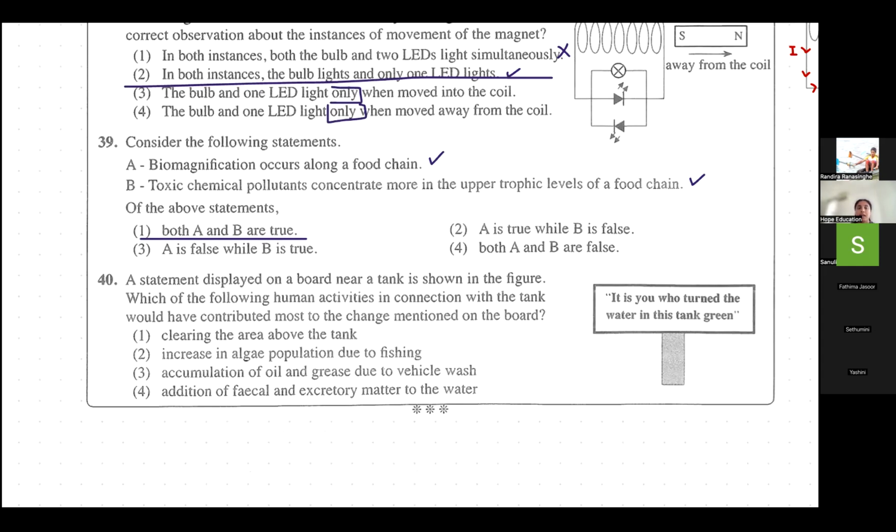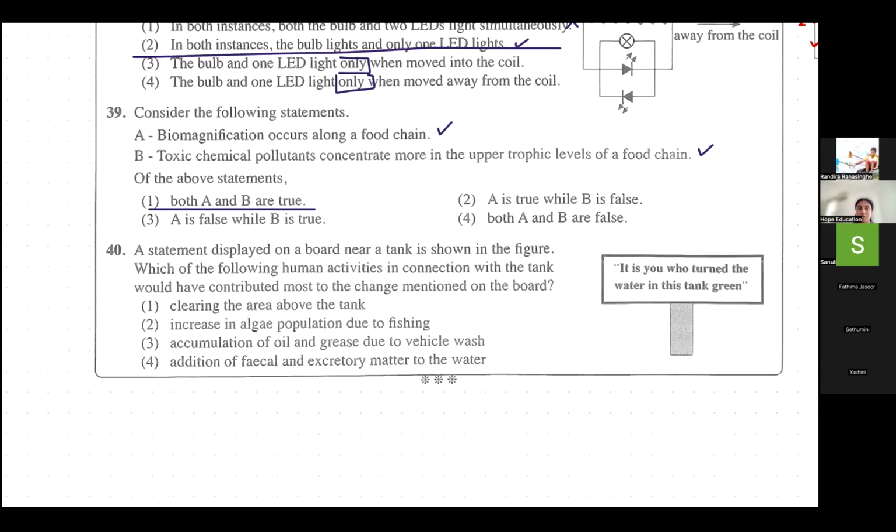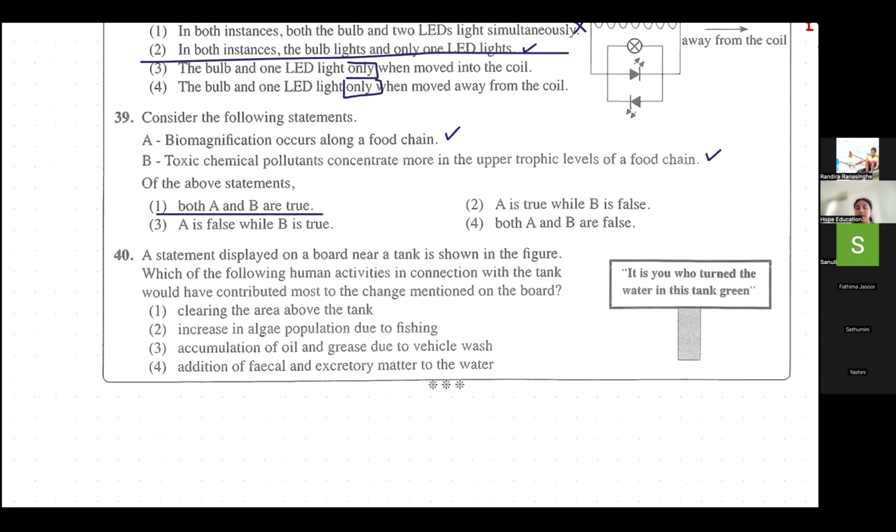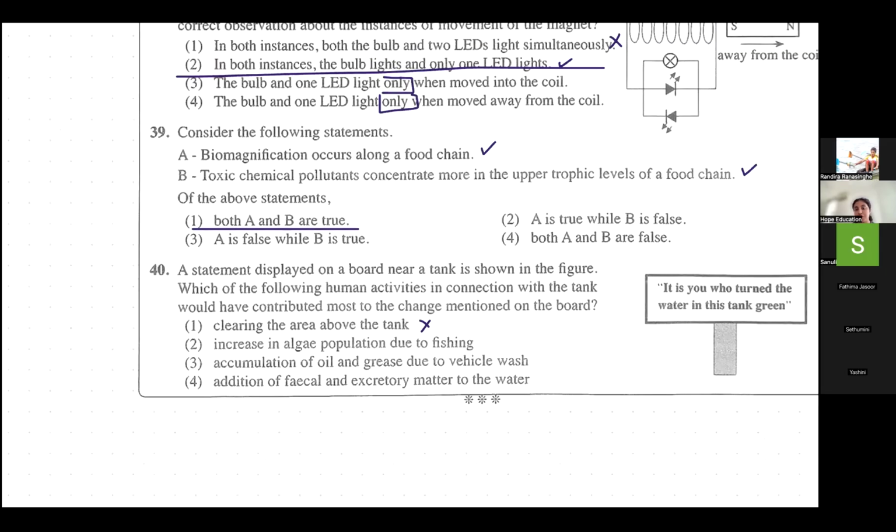Okay. Anyways, as I was saying, clearing the area above the tank will not have any impact on this. Increase in algae population, yes, but not because of fishing. Accumulation of oil and grease in the tank, it is actually this. අතර මේකත් affect වෙනවා. Like detergents වගේ pollutants විතරක් නෙවෙයි, when you add fecal and excretory matter to the water, ඒව වලත් තියෙනවා nitrates and phosphates. Right? So that also plays a part. ඒක recording එකේ ඔක්කොම තියෙනවා විස්තරේ. So the answer is the fourth one.